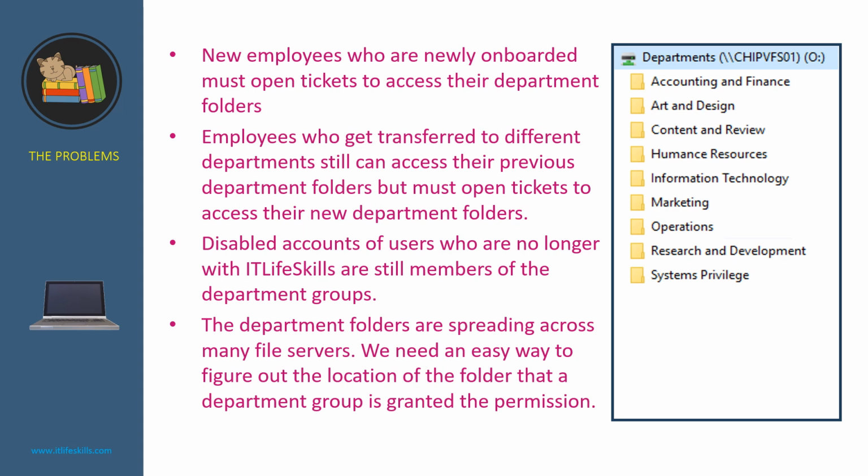For example, we know that the group GRP Research Development is granted the access to the Research and Development folder. However, by looking at the group GRP Research Development, we don't know the location of the Research and Development folder. So we need information that indicates the location of the Research and Development folder on the group GRP Research Development.